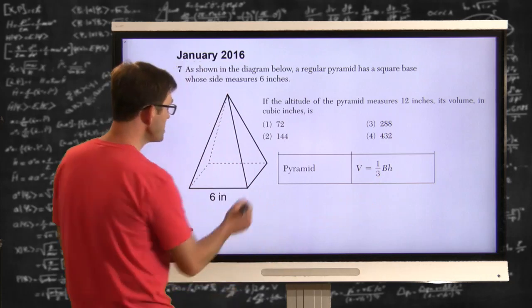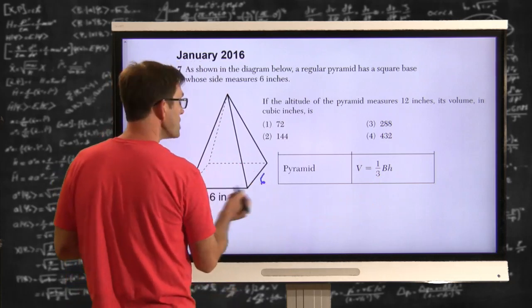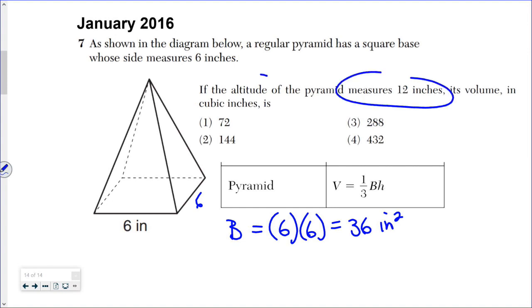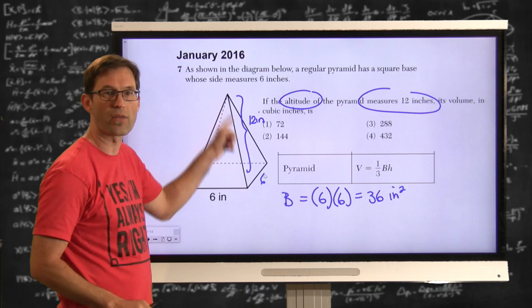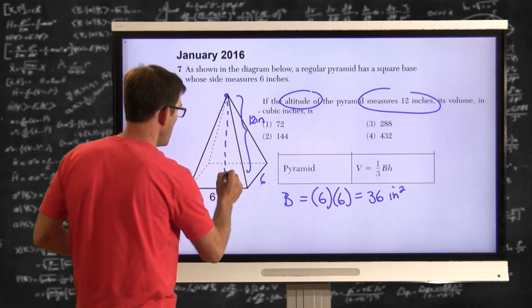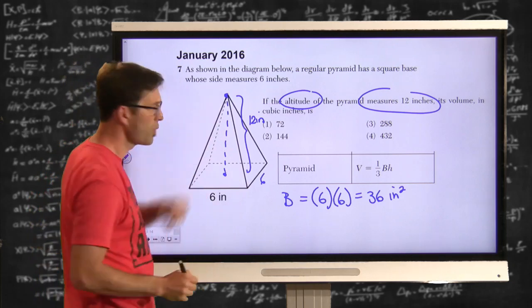Simple enough, right? The base here is a square, so the base area is going to be 6 times 6, or 36 square inches. I don't even need to put the square inches down, but whatever, it's there. The height, well, that's this thing. The altitude is the height of something, so this is 12 inches. I'm not talking about that diagonal length. I'm talking about if I measured from here down to here, that's 12 inches.